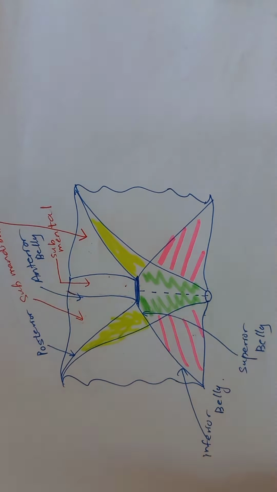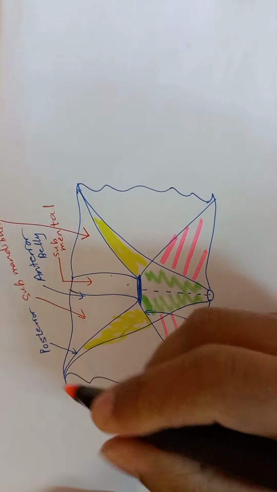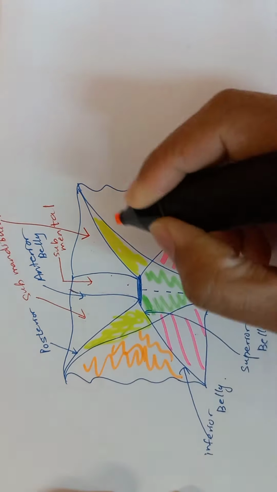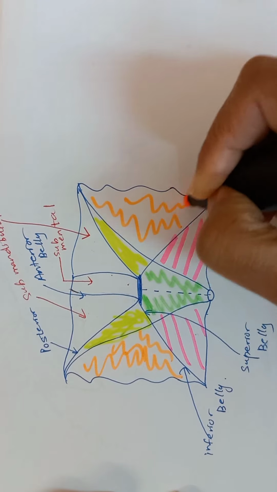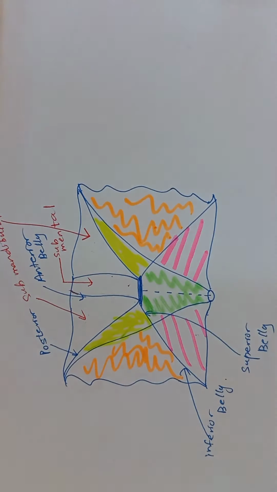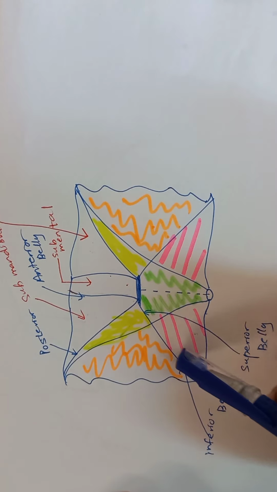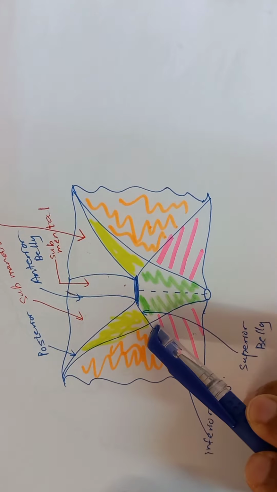And lastly, there is another triangle which is known as the omotrapezoid triangle. This triangle is the omotrapezoid triangle, left side respectively. And borders of this triangle are trapezius muscle, inferior belly of the omohyoid muscle, and the sternocleidomastoid muscle.